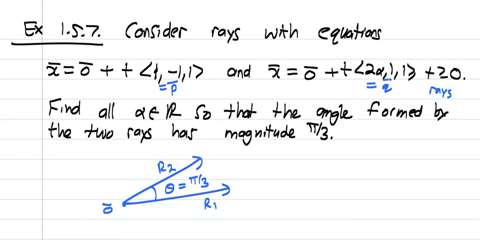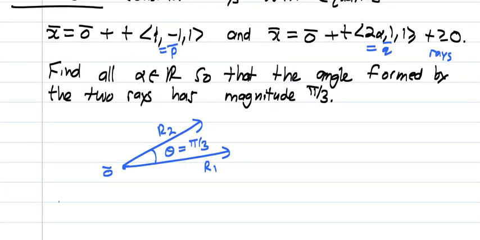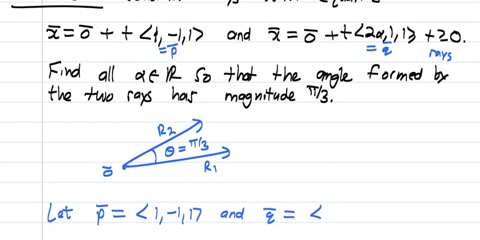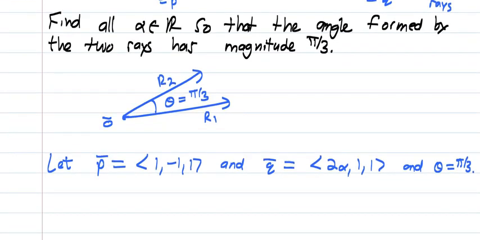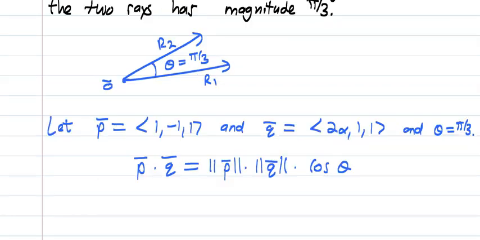so I get to apply my definition. All right? So tell the marker what you're doing. So let P be the 3D vector 1, minus 1, 1. And Q is the vector 2 alpha, 1, 1. And we want the angle between the two rays to be pi over 3. All right? And so we now apply our formula. And the formula goes that P dotted with Q is equal to the norm of P times the norm of Q times cos theta.